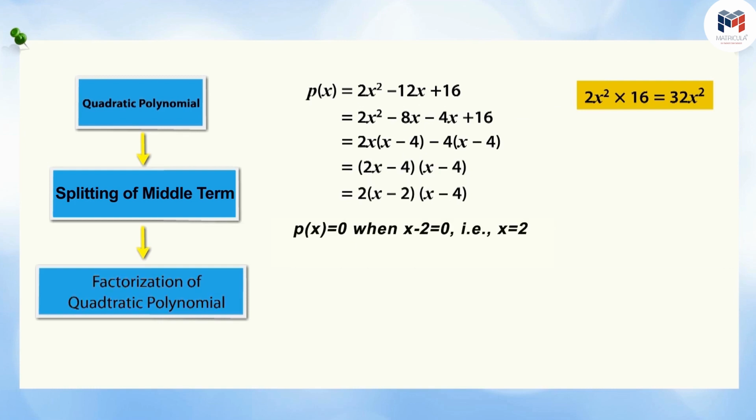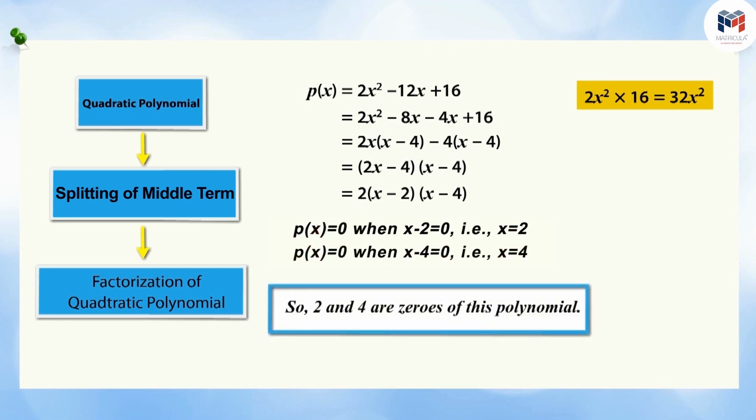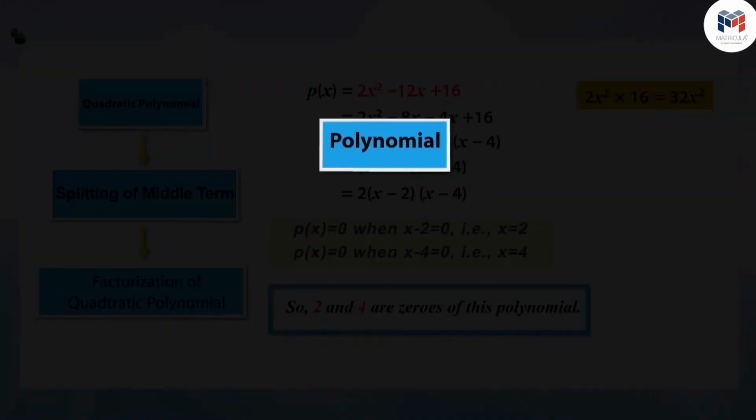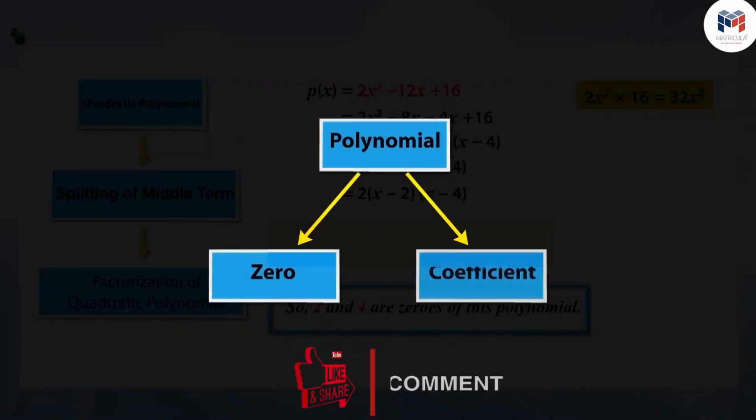Therefore, for x minus 2 is equal to 0, that is, x is equal to 2, or x minus 4 is equal to 0, that is, x is equal to 4, the value of polynomial will be 0. So, 2 and 4 will be the zeros of this polynomial p(x). Do you know that the zeros of polynomial and coefficient are related to each other? Let's see how.